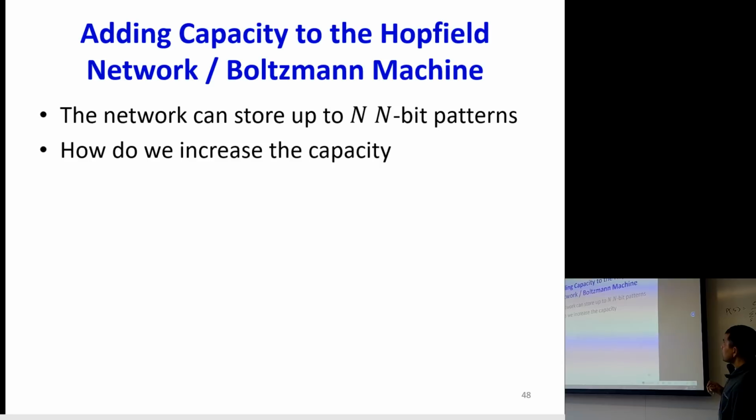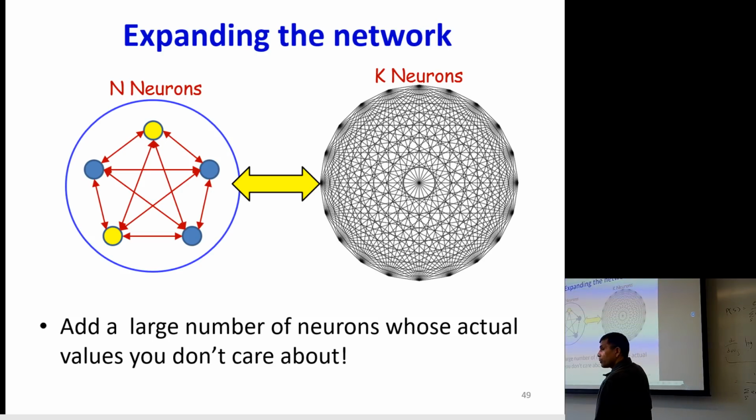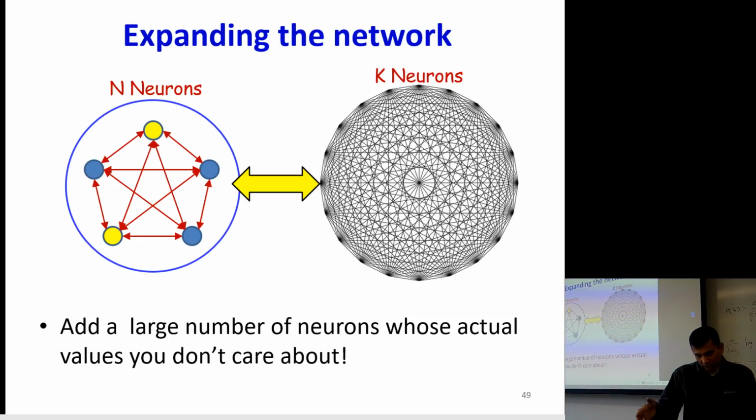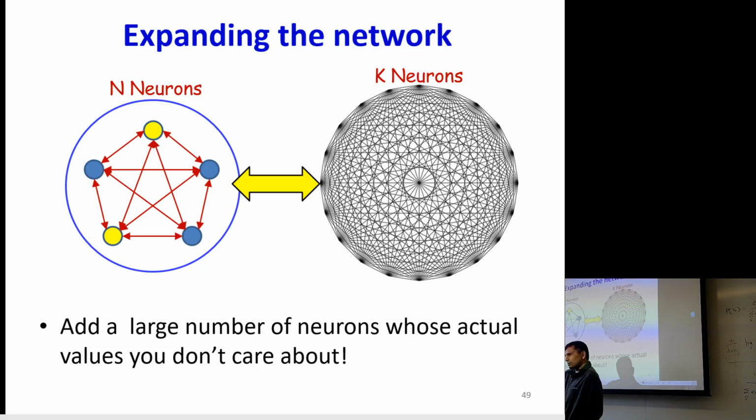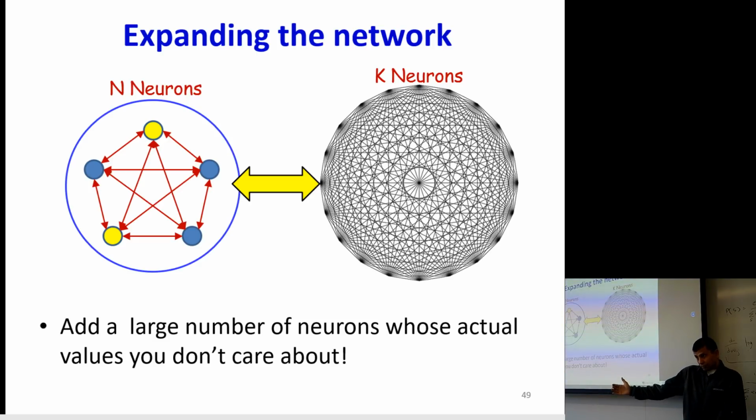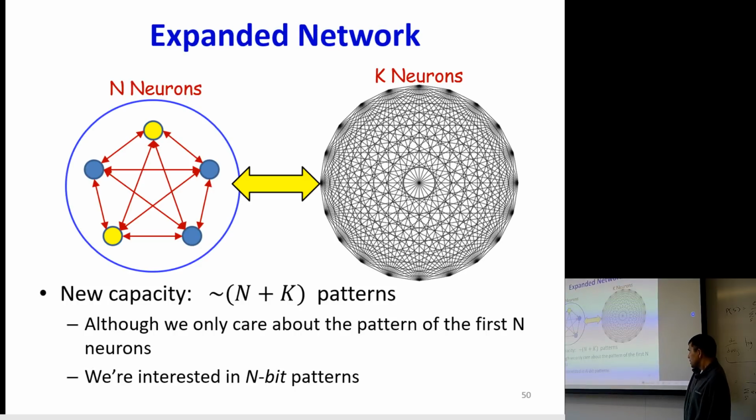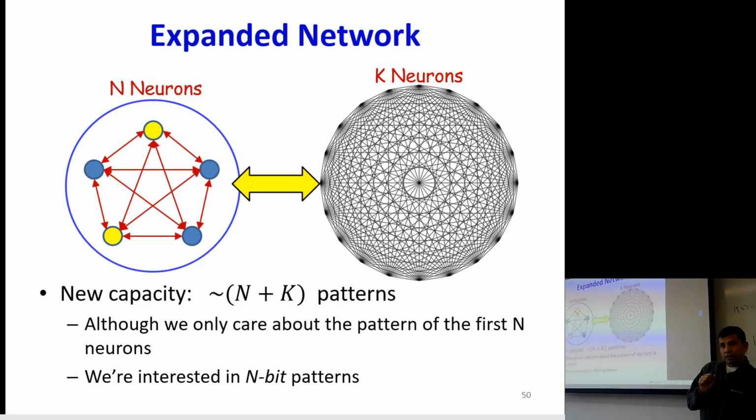Now, we've seen the network can store up to n-bit patterns, but we want to increase the capacity. So we saw how we could do this. I can just add a large number of neurons whose actual values you don't care about, right? So I'm trying to store n-bit patterns, but I want to store more than n-bit patterns, I can just add k bits to these n-bit patterns. I don't care what those k bits are, but now I have a network with n plus k bits, so the new capacity is n plus k patterns, right?